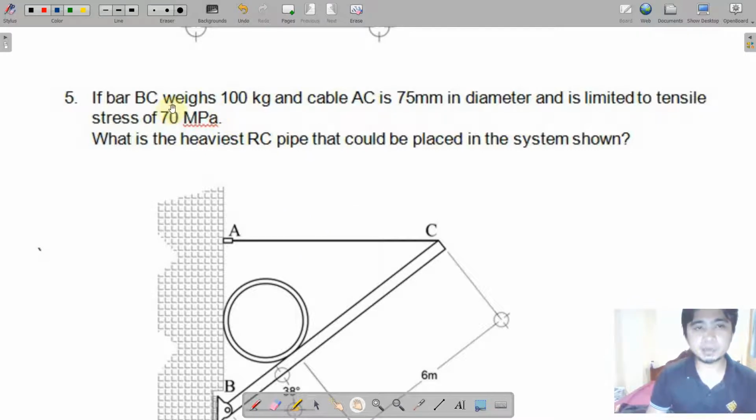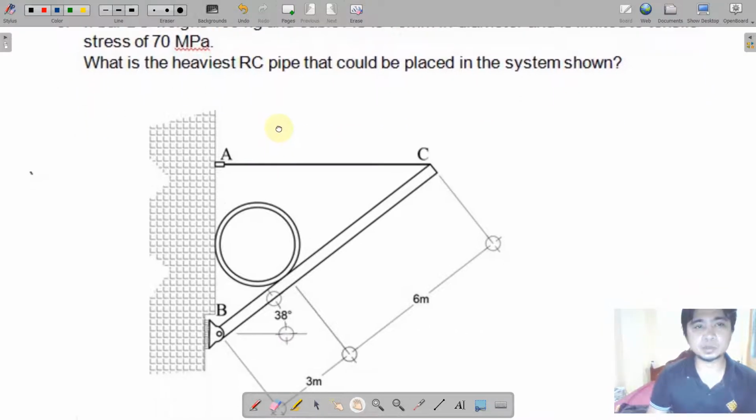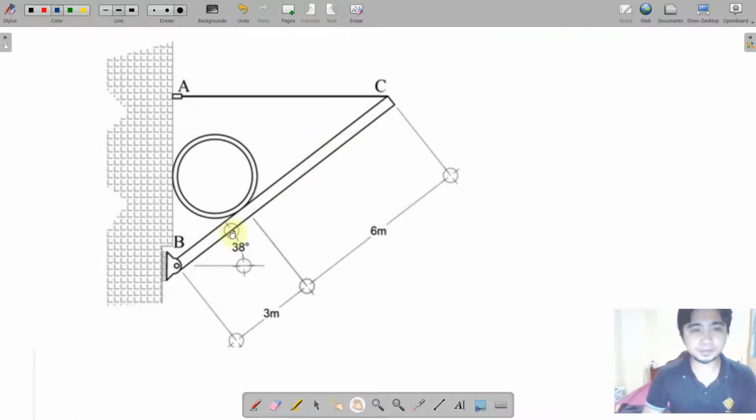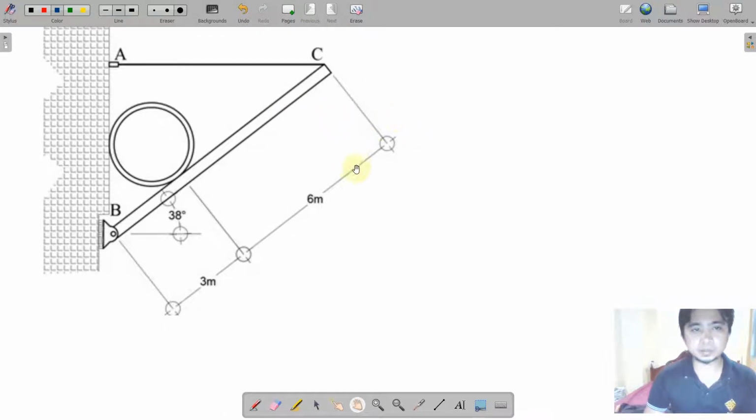And at the same time, BC has a weight equivalent to 100 kilograms. So our task is to determine how heavy is the RC pipe that could be placed in the system without breaking the cable AC. Okay, so as a matter of solution, we should relate now the weight of the cylinder to that of the cable AC. Why? Because weight is unknown and AC has the limit, or has the allowable. Or in short, W, although indirectly, will have an implication on breaking AC. Okay? So, where shall we start?